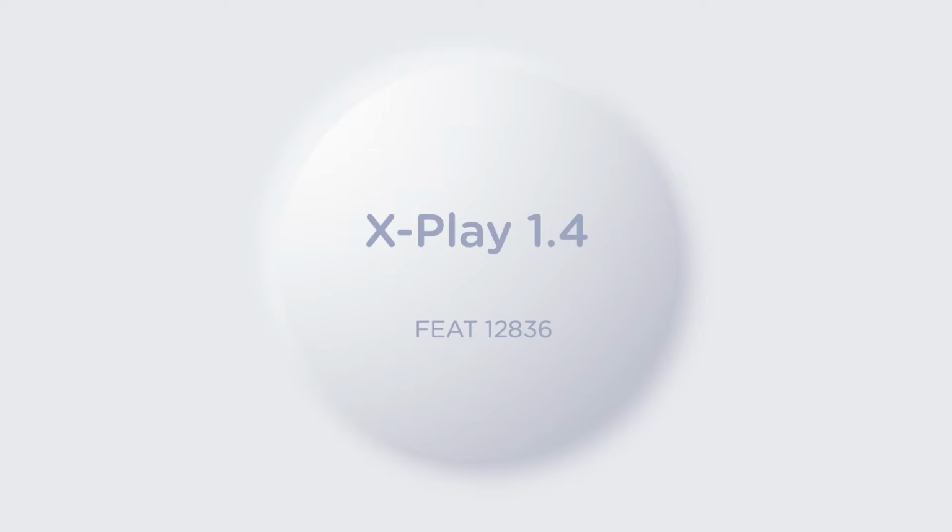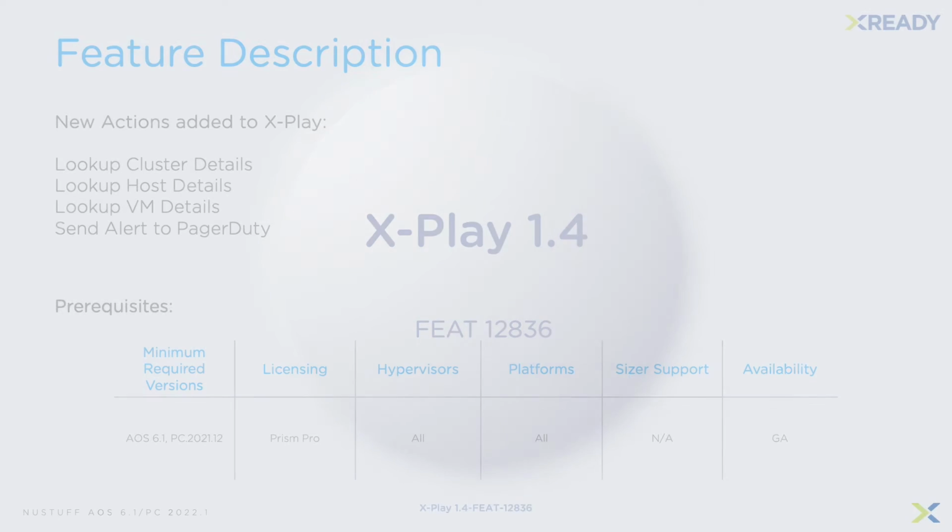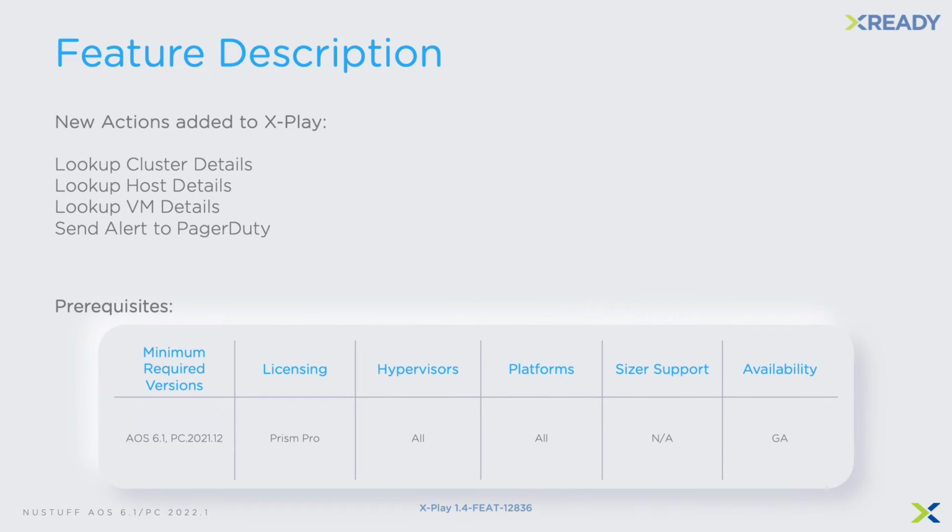Hi everyone, I'm going to talk about feat 12836 today, which is our new actions added to Crossplay. The 4 new actions that we've added to Crossplay in PC 2021.12 are listed here. We have the lookup cluster, host, and VM details actions, as well as send alert to PagerDuty.